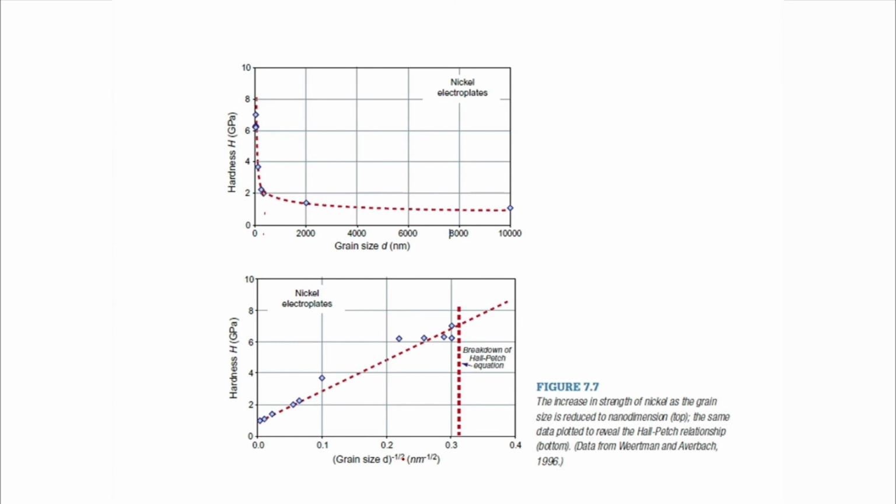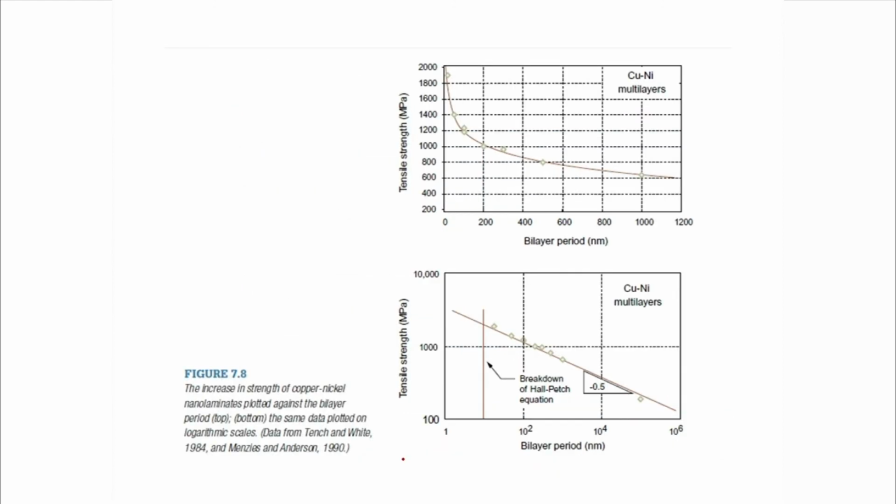So the Hall-Petch equation has been observed breaking down below a certain grain size in nanocrystalline copper. Similarly, it has been observed in nickel also. Not only that, even if you create copper-nickel multilayers, what does that mean? You can deposit thin film layers of copper, then nickel, like this: copper, nickel, copper, nickel, copper, nickel, copper, nickel.